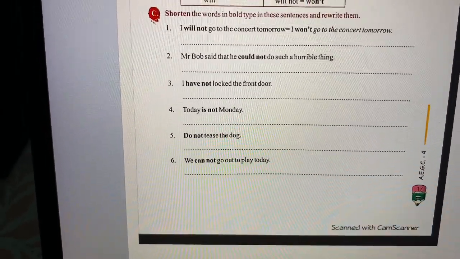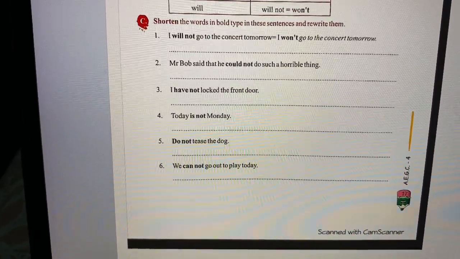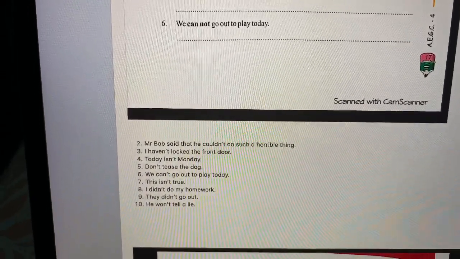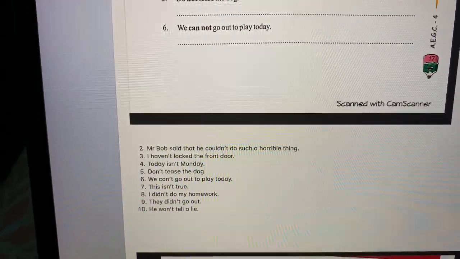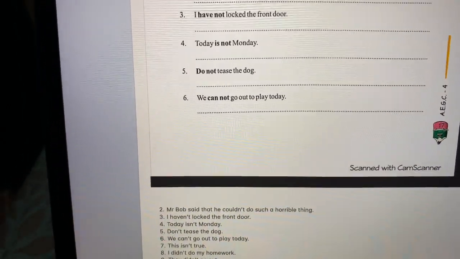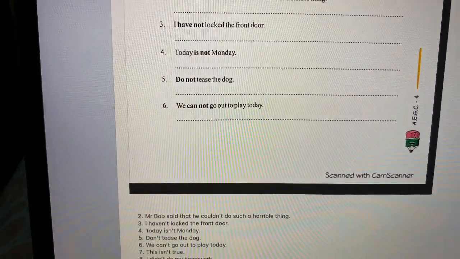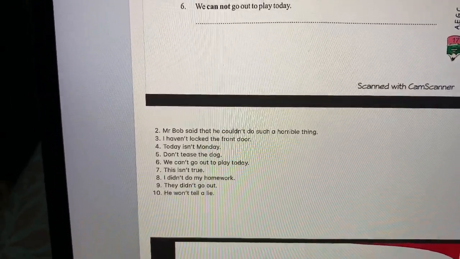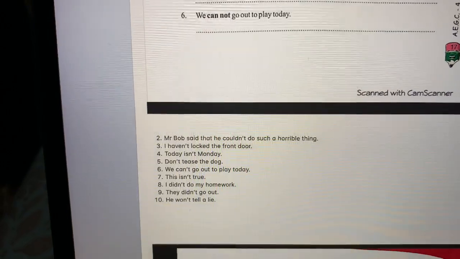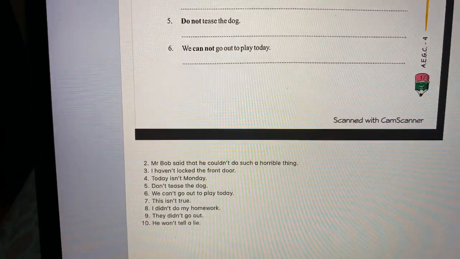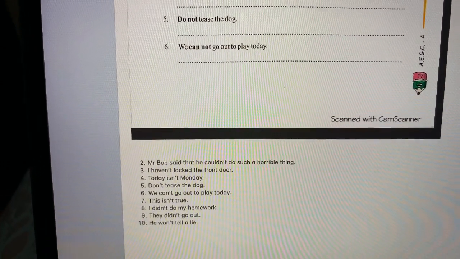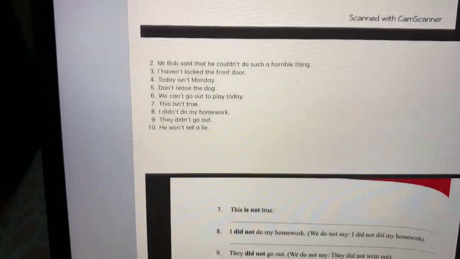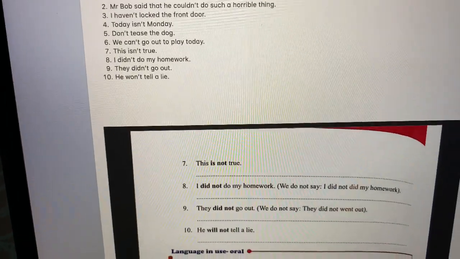The next one will be, today is not Monday. So in order to make this negative, it will be, today isn't Monday. Then we have, do not tease the dog, right? So in order to make this negative, it will be, don't tease the dog. Then the sixth one we have, we cannot go out to play today, right? So in order to make this negative, it will be, we can't go out to play today.